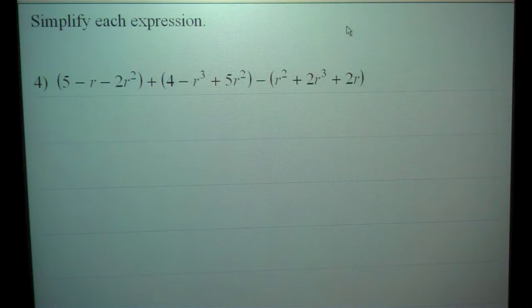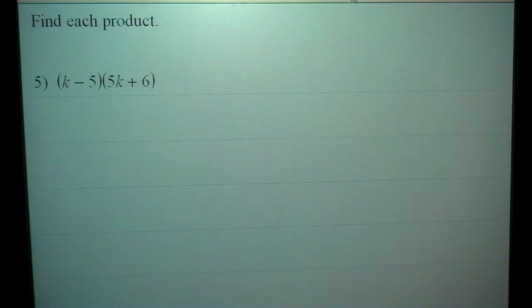Copy down number 4. Each one of these has 3 different polynomials. Some you're adding, some you're subtracting. Make sure that you go back and remember that with subtraction you have to distribute it there, there, and there. Alright, here's the answer to number 4. Here's number 5.